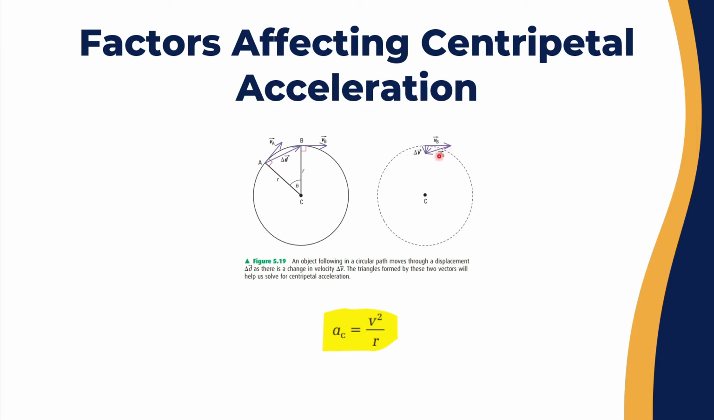Somehow the triangle that represents the distance between point A and B from the center and the delta D is similar to the triangle where you are talking about the direction of the vectors for velocity VA, VB, and delta V. If you equalize them together and do some simplification and needed algebraic mathematics, you will be able to find that the AC, centripetal acceleration, equals V squared over R.